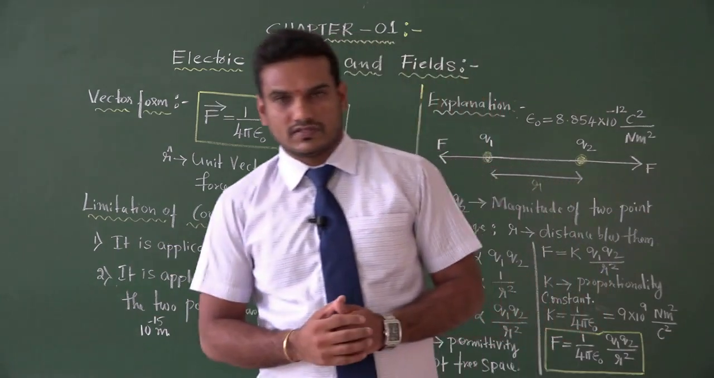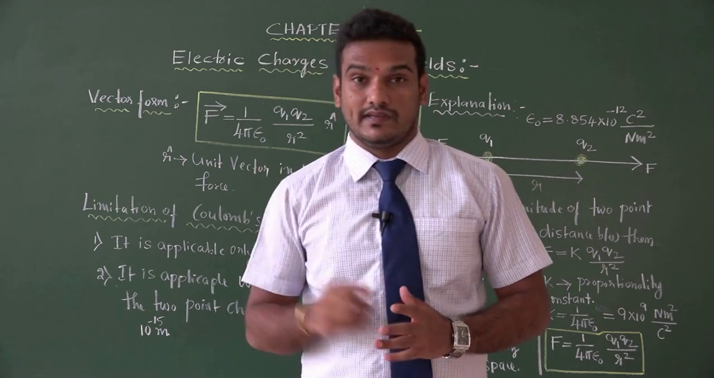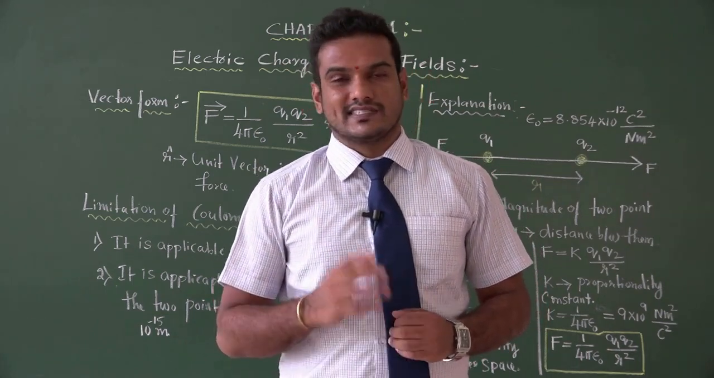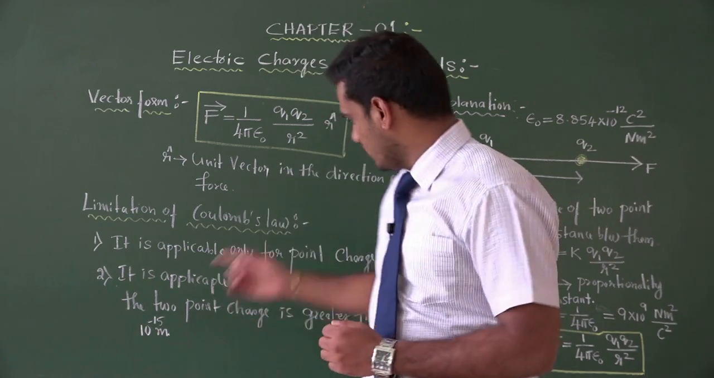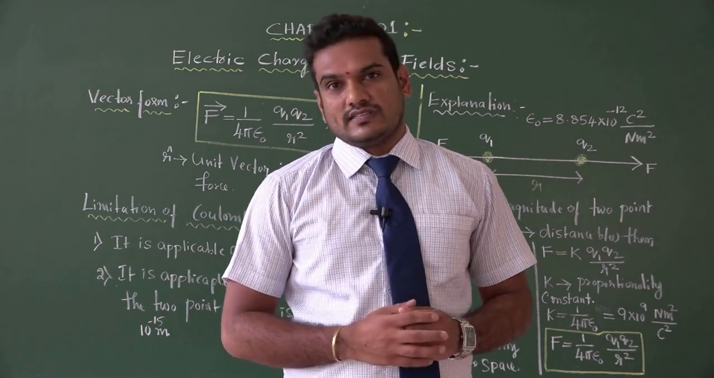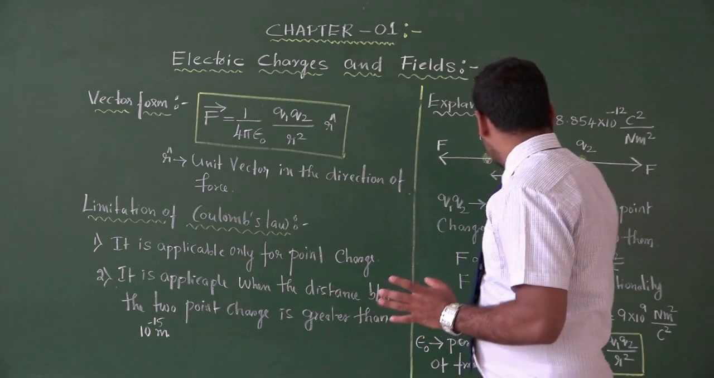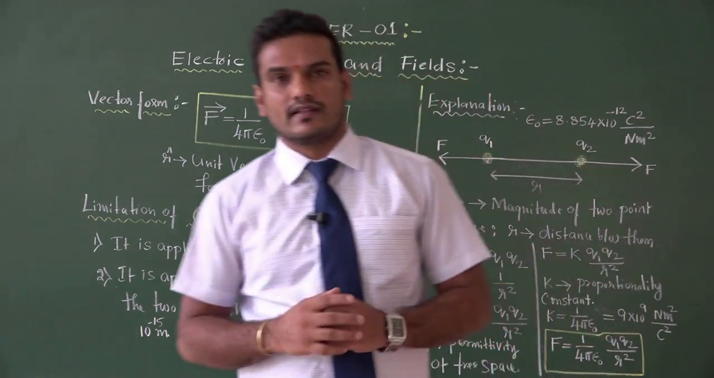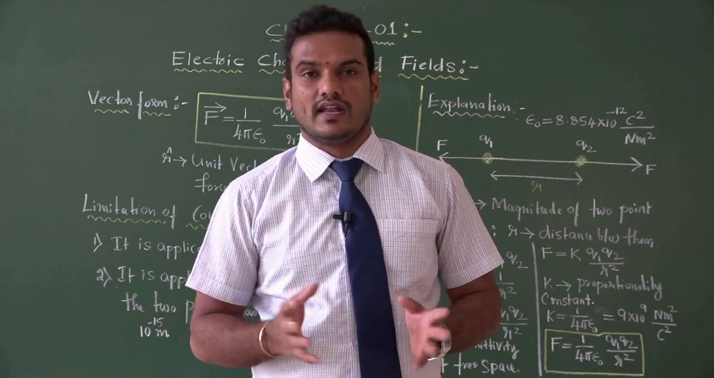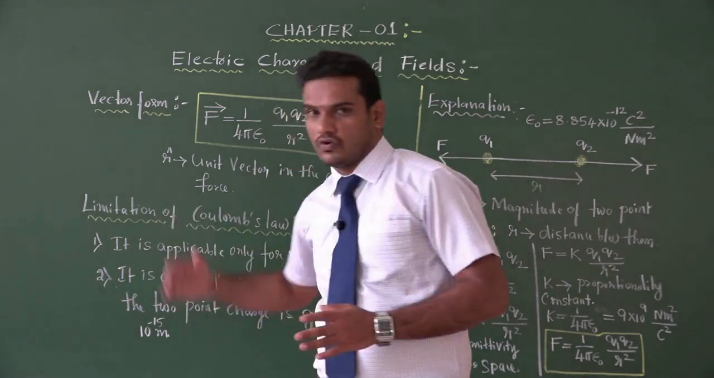Coulomb's law has limitations. Look at the limitations. It is applicable only for point charges. As I said in the beginning, it is not applicable for a group of charges or a number of charges. It is applicable only for point charges. Look at the second one. It is applicable when the distance between two point charges is greater than 10 to the power of minus 15 meter, which means the distance between the two charges must be greater than 10 to the power of minus 15 meter, then only Coulomb's law is valid, or else it's not valid. So these two are the limitations of Coulomb's law.